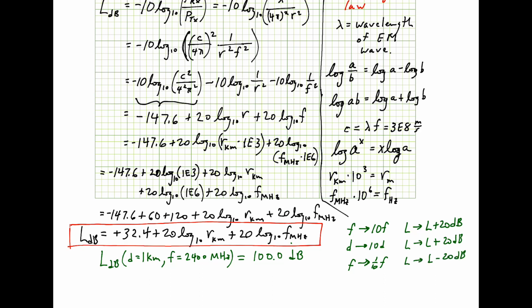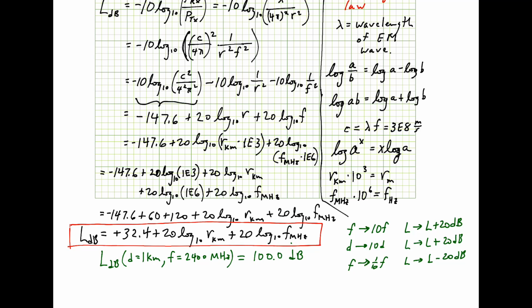Okay, in any case, what happens here then is we can take this 100 dB, instead of 1 kilometer or 1,000 meters, we can go to 100 meters and get 80 dB. We can go to 10 meters and get 60 dB. We can go to 1 meter and get 40 dB. And so it's a very easy sort of thing to remember that at 1 meter and at 2.4 gigahertz we have 40 dB loss. 10 meters, 60 dB. 100 meters, 80 dB. And 1,000 meters, 1 kilometer, 100 dB.